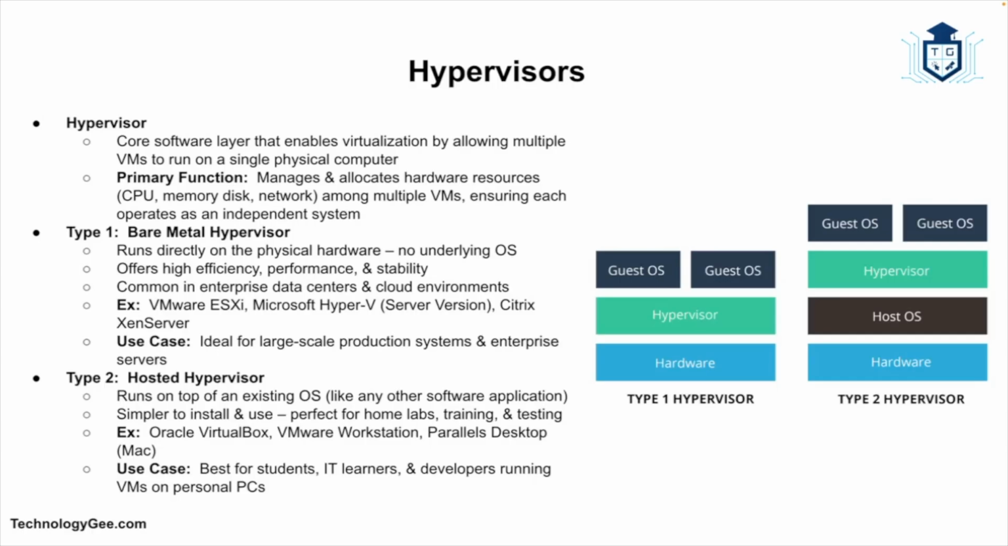The first type is called a type 1 hypervisor or bare metal. And this hypervisor runs directly on the physical hardware. It doesn't need any underlying operating system. So essentially, it's like skipping the middleman. And some examples of a type 1 hypervisor are VMware ESXi, Microsoft Hyper-V, the server version, and Xen Server. And type 1, this is used in enterprise environments and data centers. It's efficient, powerful, and stable, but it's not really for beginners.